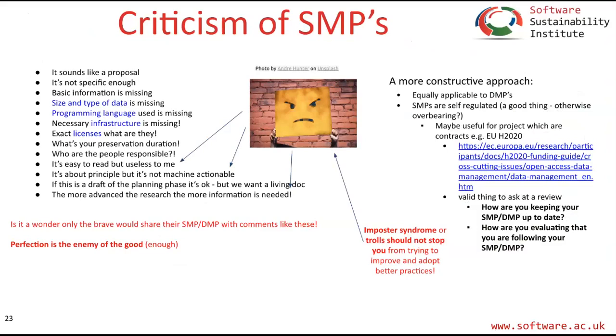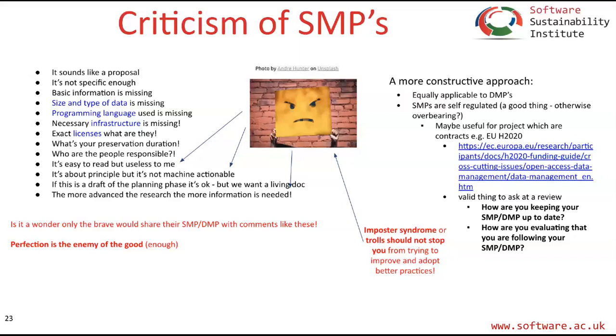It sounds like a proposal, it's not specific enough, basic information is missing, size and type of data is missing, program language used is missing, necessary infrastructure is missing, exact licenses, what are they, what's your preservation duration, who are the people responsible, it's easy to read but useless to me, ouch. It's about principle, but it's not machine actionable. If this is a draft of the planning phase, it's okay, but we want a living document. The more advanced the research, the more information is needed.